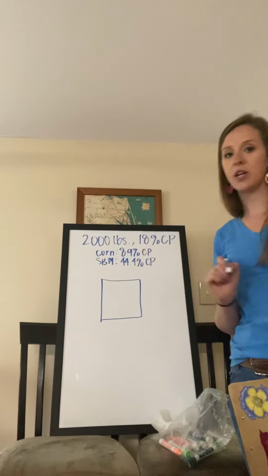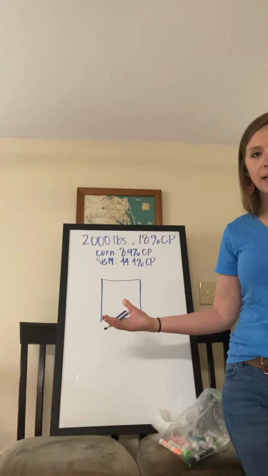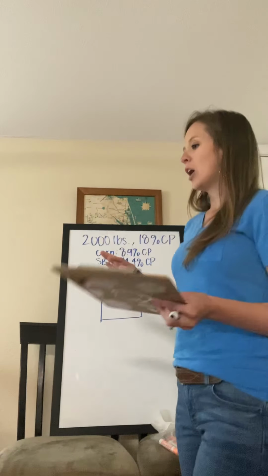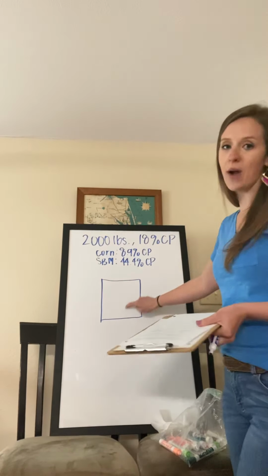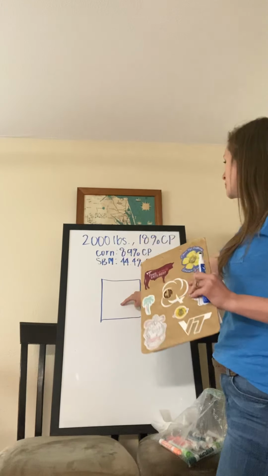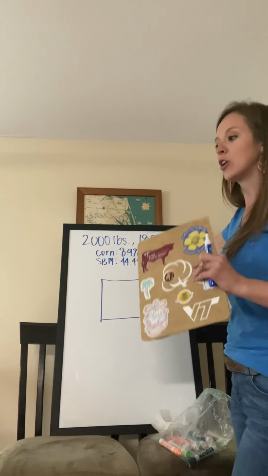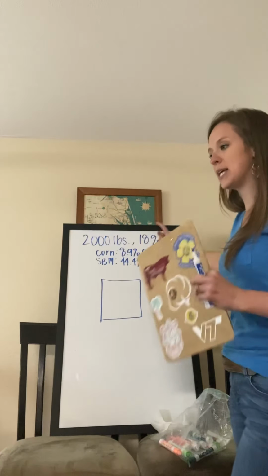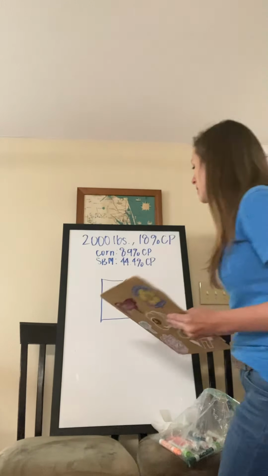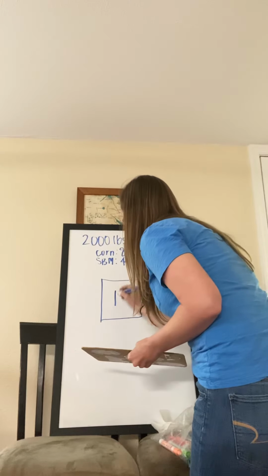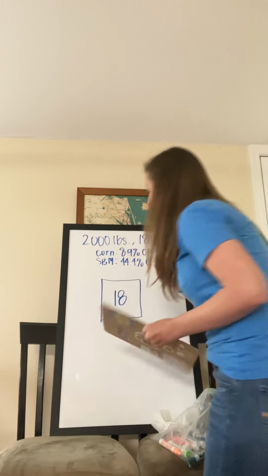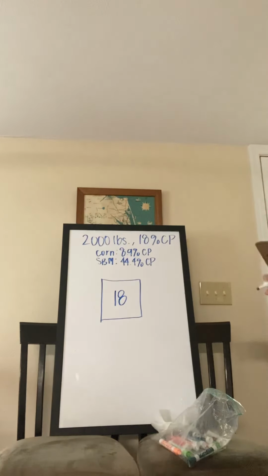Okay, so there's my square. Now, what do we put in it? In the middle of the square right here, you're gonna put your end product crude protein. Whatever crude protein amount you want at the end, you're gonna put that number in the middle. So just 18. 18 goes in the middle.